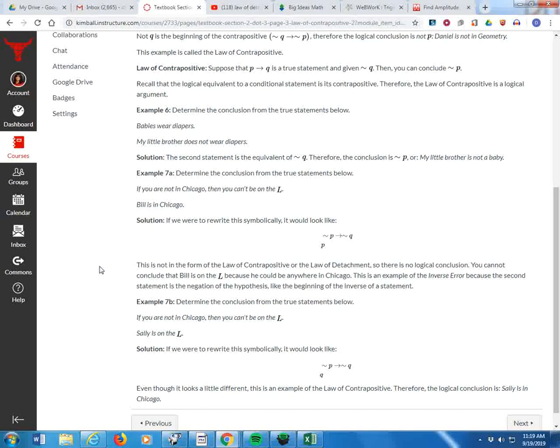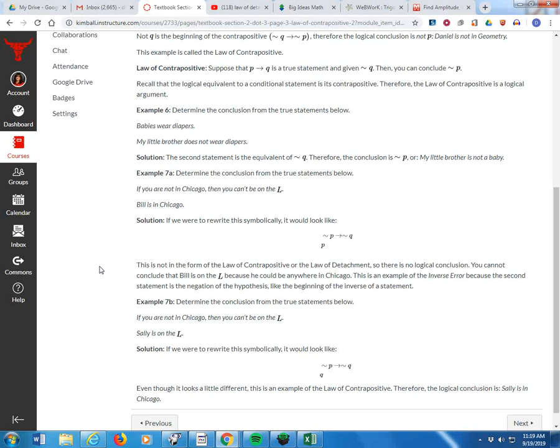The law of contrapositive, you're going to be given a conditional. They're going to give you the opposite of the conclusion, and then you can conclude the opposite of the hypothesis is true. Law of contrapositive. And remember what contrapositive is? You switch P and Q and make them both negative. So that's contrapositive.